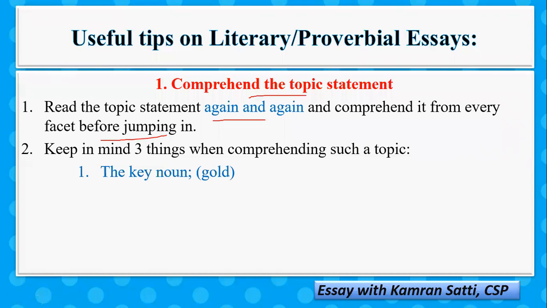The key noun. Let's suppose "all that glitters is not gold." The key noun is gold, something which is precious. Then the action verbs being used. In the same example, the word glitters is an action verb. It says that something looks very precious or very important on the face of it. These are the words which you should try to comprehend in a very detailed manner. You should be looking at these words from different angles, asking what do these mean.